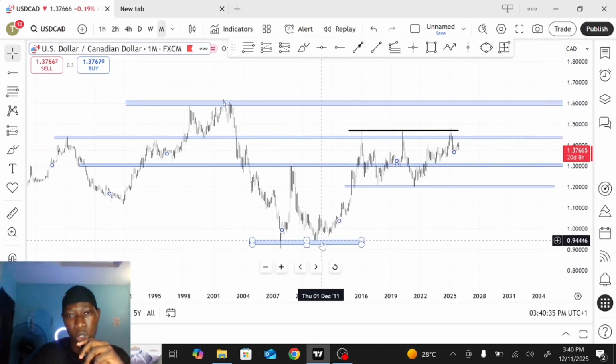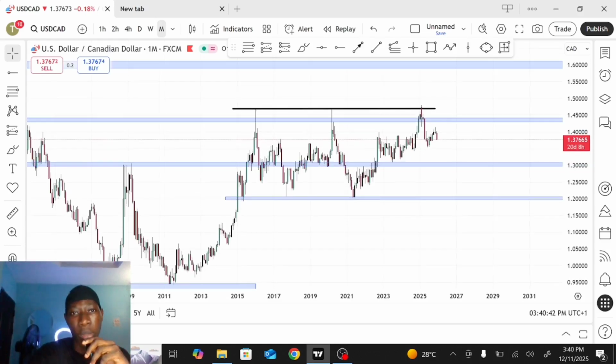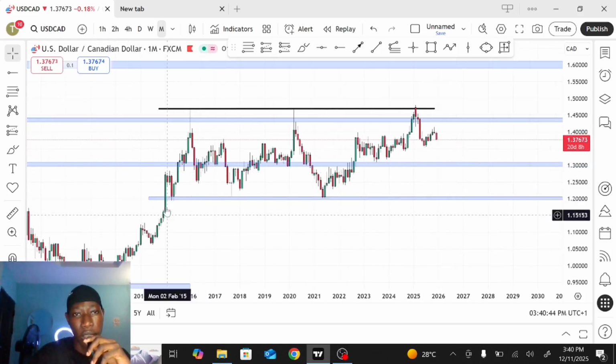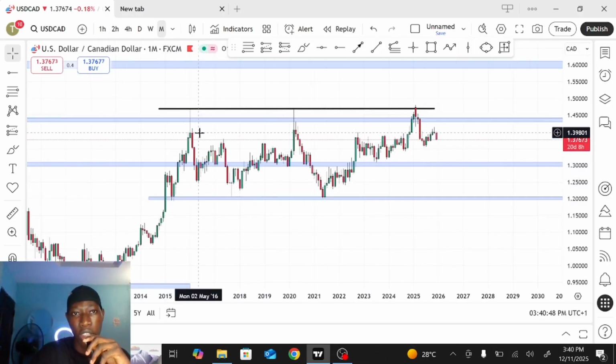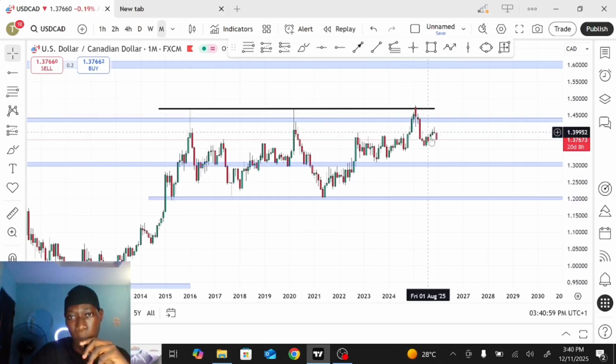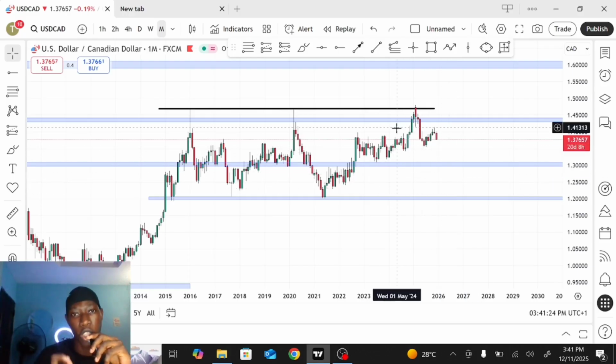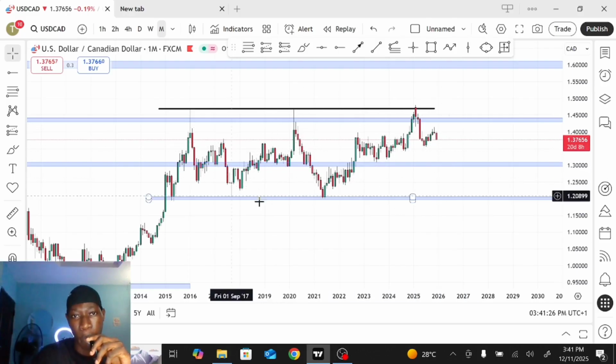You can see this support level that has been mapped out here. You can see this support level here as well. Now, if you check very well, USD CAD is within this box, and there's also a resistance at this level here. Anytime USD CAD gets to this resistance level, it drops down. Anytime it gets to this level, it drops down. This is the third time it is coming to this level, and you're about to start seeing a drop down of USD CAD.